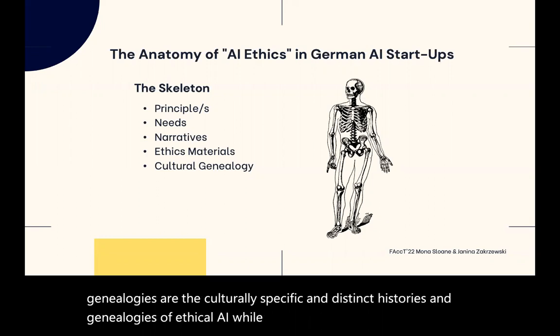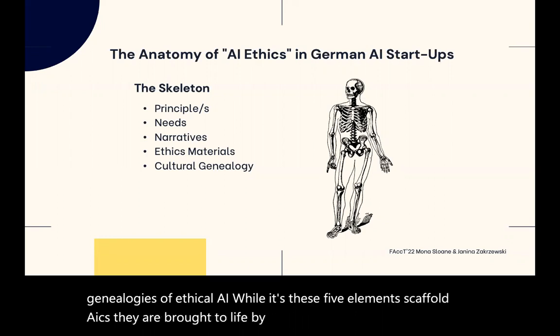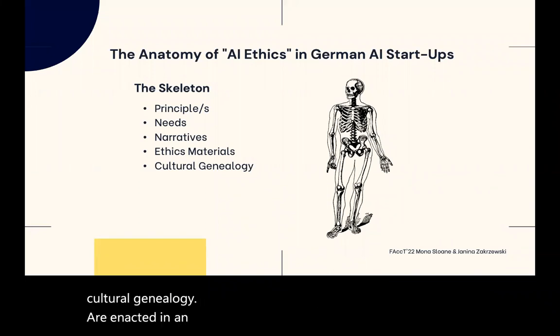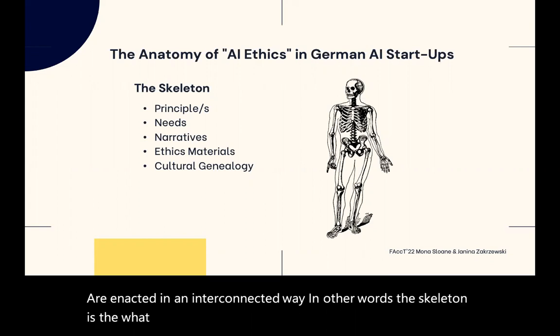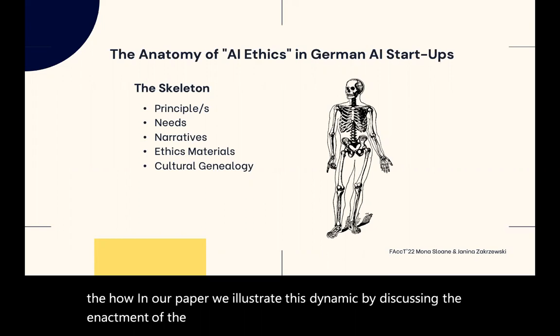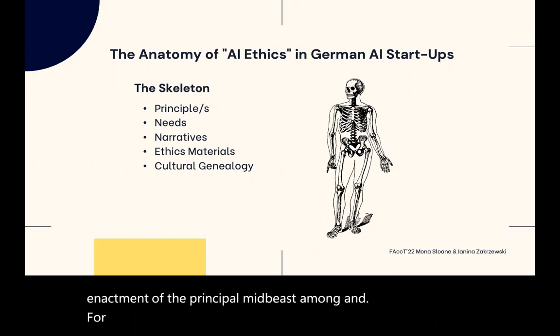Whilst these 5 elements scaffold AI ethics, they are brought to life by the soft tissue of this anatomy, the way in which principles, needs, narratives, ethics materials, and cultural genealogy are enacted in an interconnected way. In other words, the skeleton is the what of AI ethics in German startups, and the soft tissue is the how. In our paper, we illustrate this dynamic by discussing the enactment of the principles Mitbestimmung and Verantwortung, codetermination and responsibility, respectively.